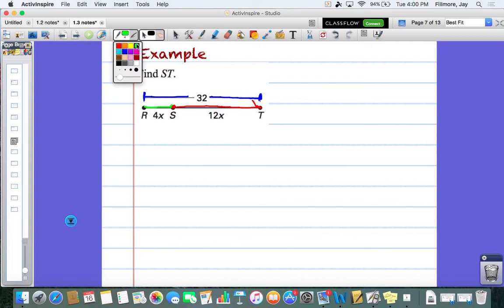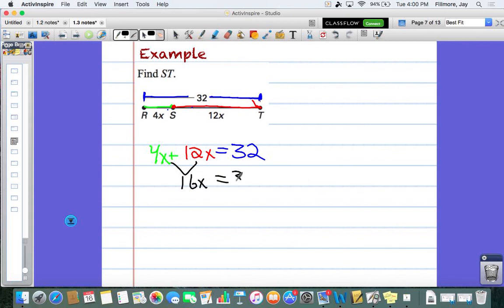So, in that case, if I add 4x to 12x, it should give me the whole thing, which is 32. That's using the segment addition postulate. If you add the two smaller pieces together, it equals the length of the whole thing. So if I add 4x and 12x, if I combine my like terms, I get 16x. Bring down my equal sign, bring down my 32. Then you get x by itself. I'll divide both sides by 16. Well, 16 divided by 16 is 1, so it just cancels, and I have 1x, or just x. Then divide these, and I get 2.